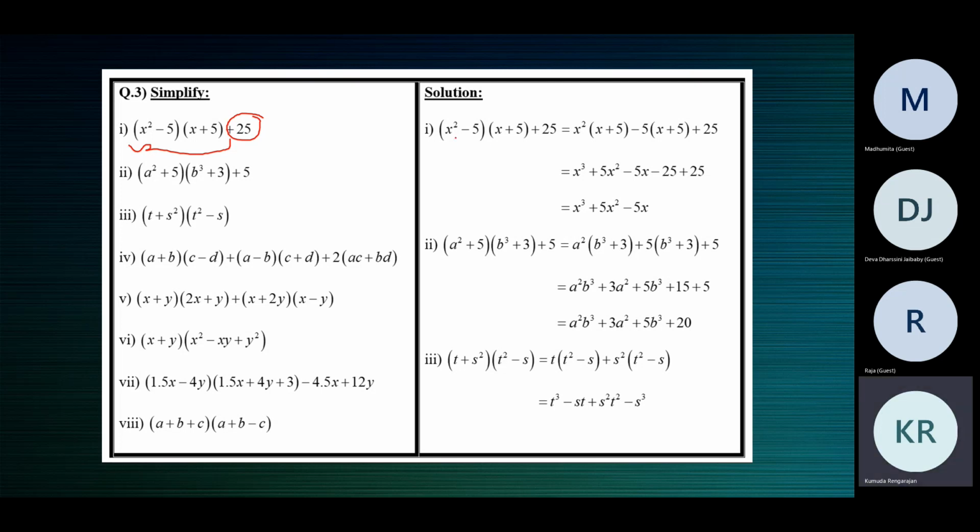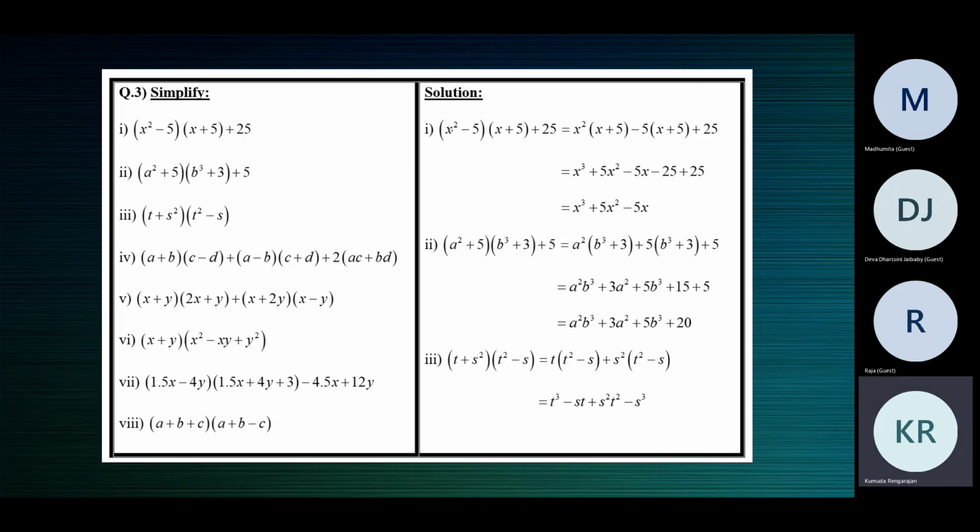So now how do we multiply? First we'll multiply. This plus 25 is written as it is. So how do we multiply these two brackets? Why multiply? Because there's no sign between them, that means multiplication. So how do we multiply?